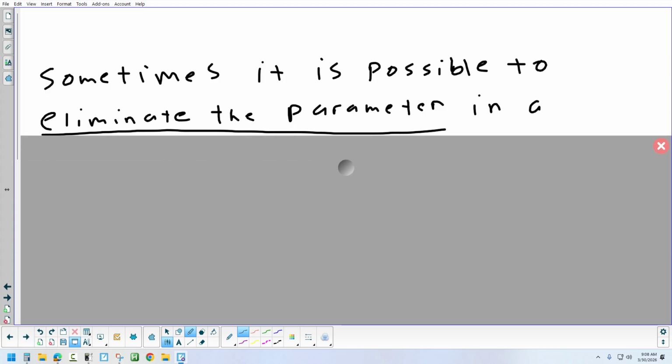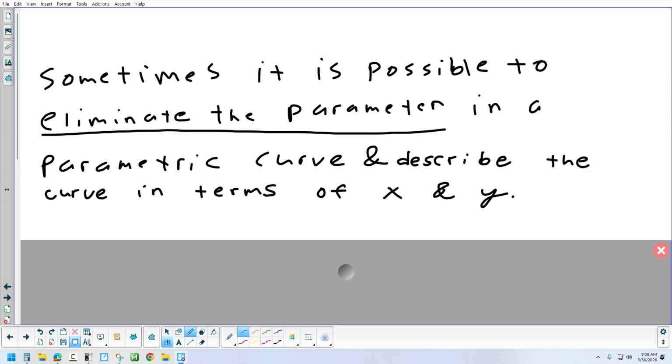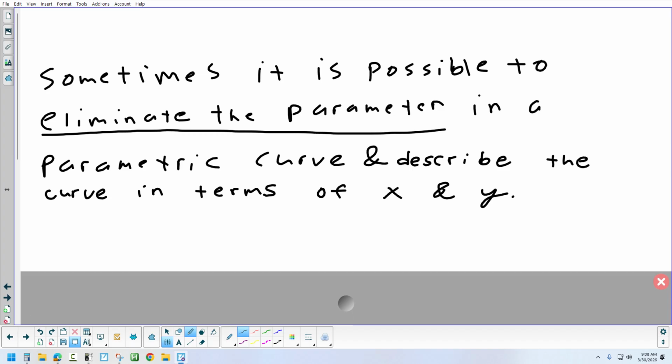So sometimes what we can do is we can take a problem that is written parametrically and we can convert it back to what we're used to graphing in, okay, a function. When you do that, that is called eliminating the parameter. And you're converting it back to a y equals, it could be mx plus b or something like that. But you're converting it back to what we're used to. So let's take that first example and see if we can eliminate the parameter.